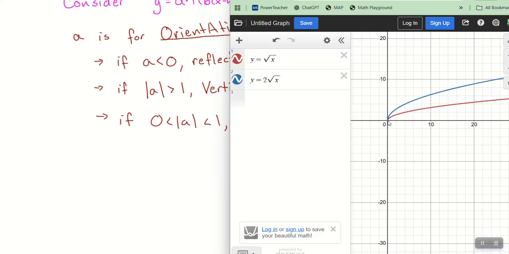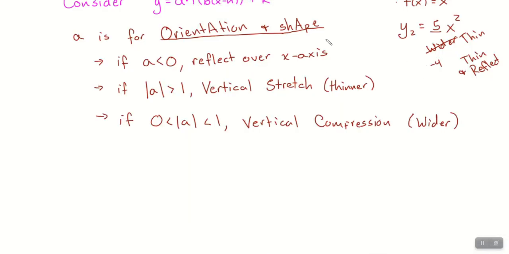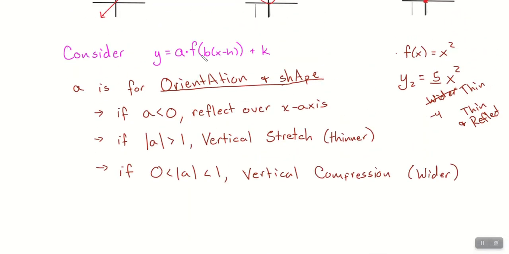If we use that vertical stretch language, does it look like it grabbed it and just pulled up? It's gotten taller faster. That's what we can think of as thinner here. That's why we use vertical stretch or compress. It works in every context. Okay, well, we got the first one. A changes the orientation and shape, but we have some more to deal with.